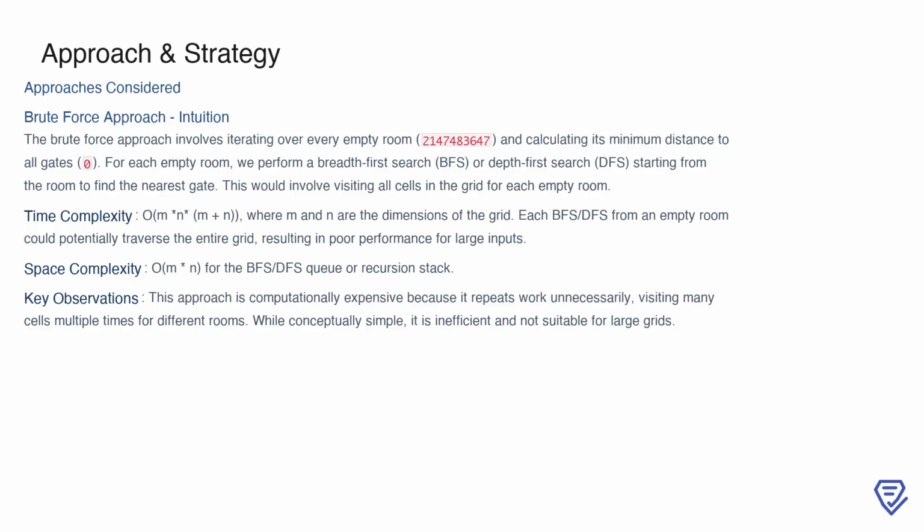For each of these rooms, we calculate the shortest distance to all gates, which are represented by the value 0. This is done using either a breadth-first search or depth-first search, initiated from each room. The idea is to traverse the grid to find the nearest gate for every single empty room. However, this approach is computationally expensive.